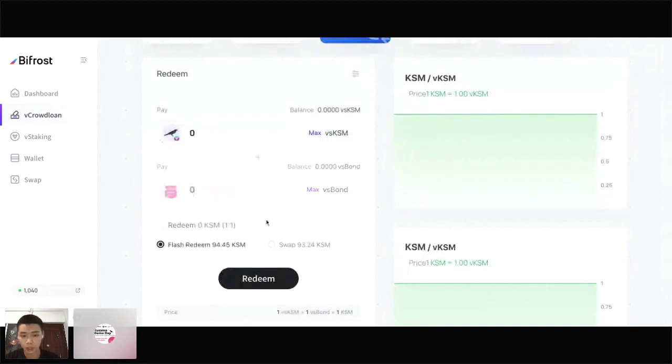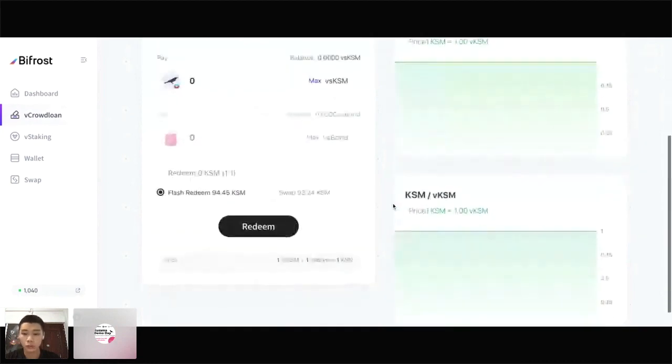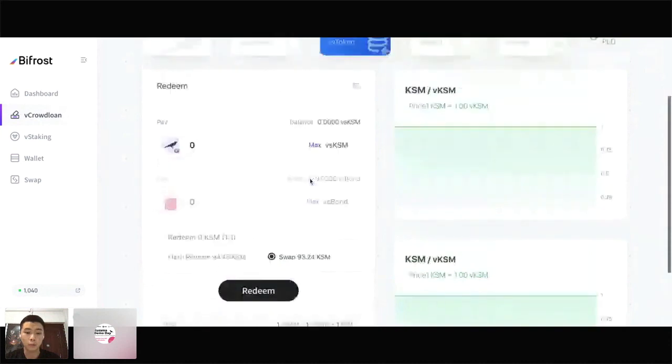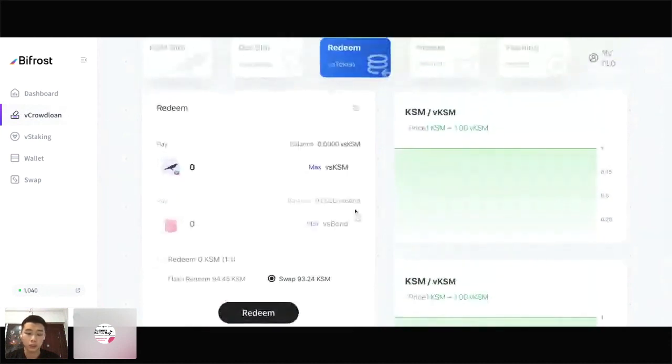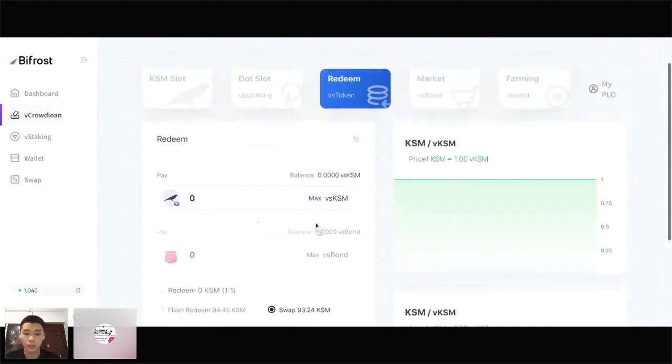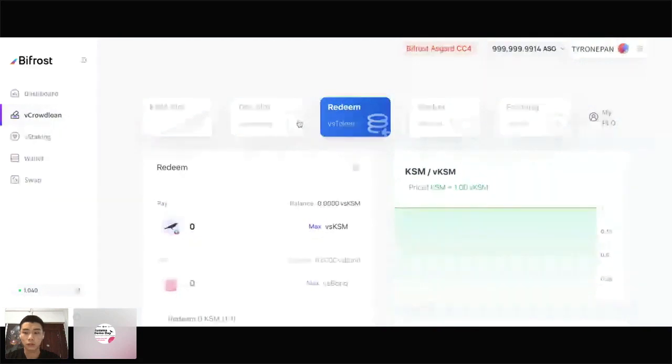Or you can also do the flash redeem or swap. Actually, flash redeem is the bonding curve pool on Bifrost, which gives you a curve that reduces the liquidity loss. Or you can do the AMM swap on the external pool, that's the Zenlink pool on Bifrost. So you have three options, and that's more utility for Kusama and its derivatives.